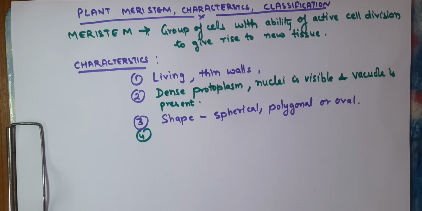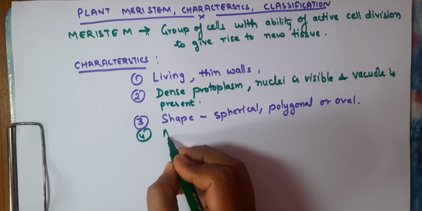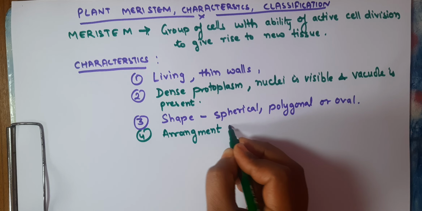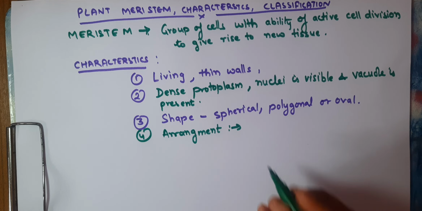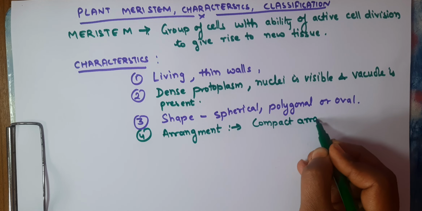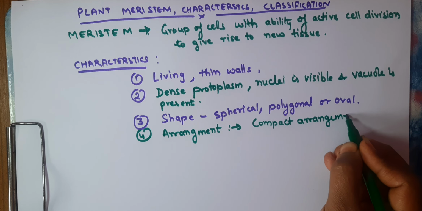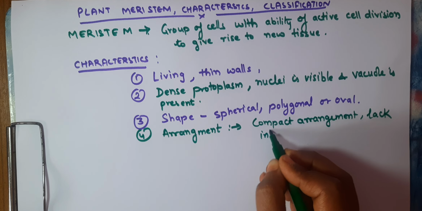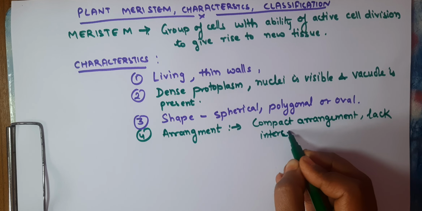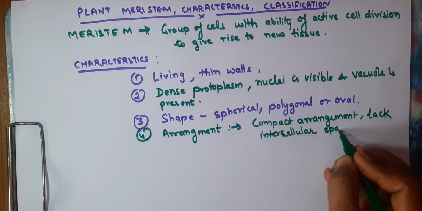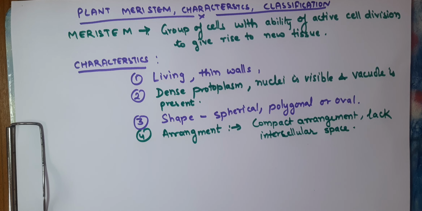The fourth characteristic of the plant meristem is in terms of their arrangement. So what kind of arrangement is shown by the plant meristematic cell? They exhibit a compact arrangement. Compact arrangement means they lack intercellular space. Due to the lack of intercellular spaces, the cells are packed compactly.